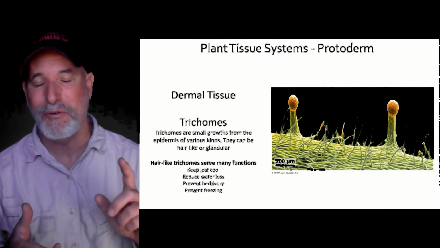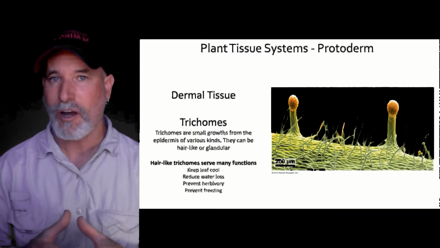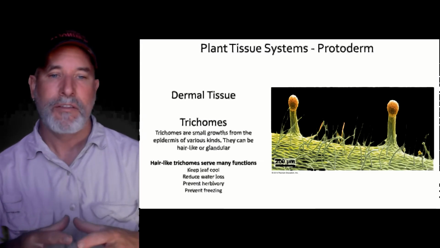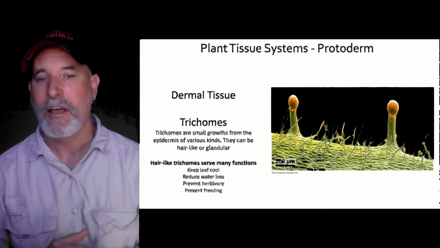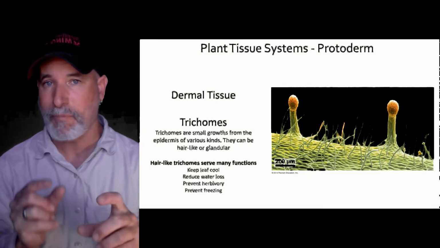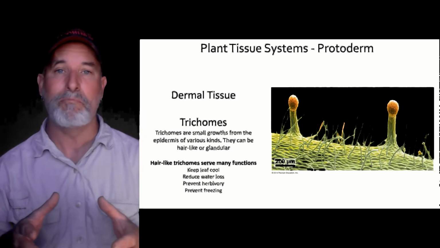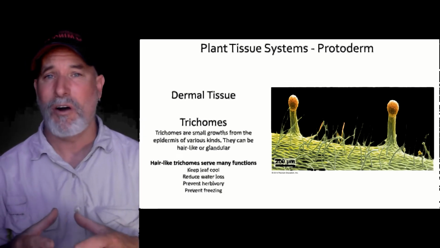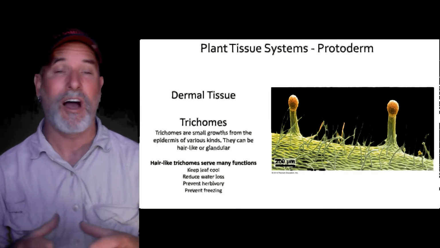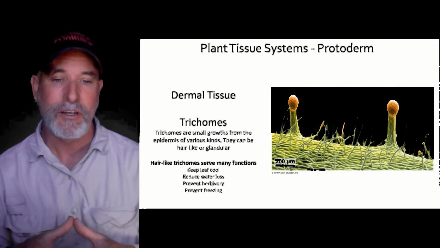Other types of dermal tissue. We've got the cuticle, we've got the stomata. We also have these things called trichomes. Trichomes are small growths that can be of very different types. They can keep the plant cool. They can prevent water loss by changing the microclimate around the leaf. They can prevent herbivory because they can have all kinds of chemicals in them that are not good for insects or make it taste bad for large mammals.